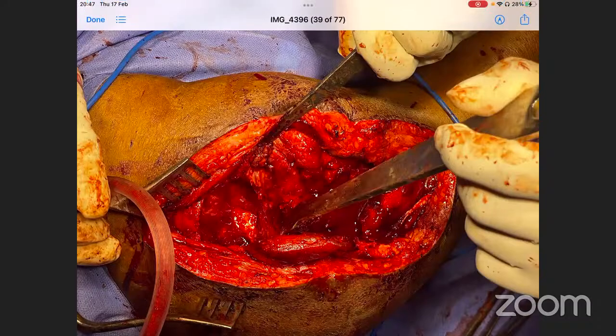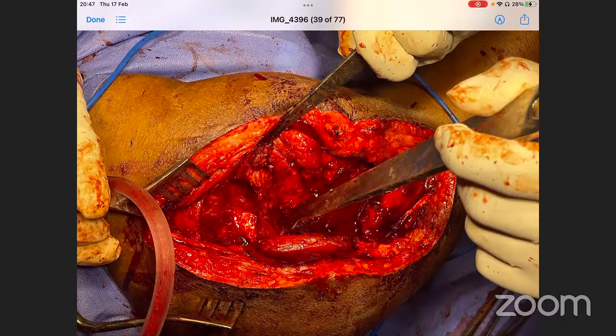Otherwise, there were no septic cavities around the acetabulum. So my question here is to sir and all other seniors: whether I could have retained this shell. What I found was there was no septic focus underneath the shell. But with such a chronic infection and all the foul discharge, I was not very keen on retaining it. So, was I right? Sir? Too risky to retain it. Too risky to retain it, yes. So, I was right in removing it.